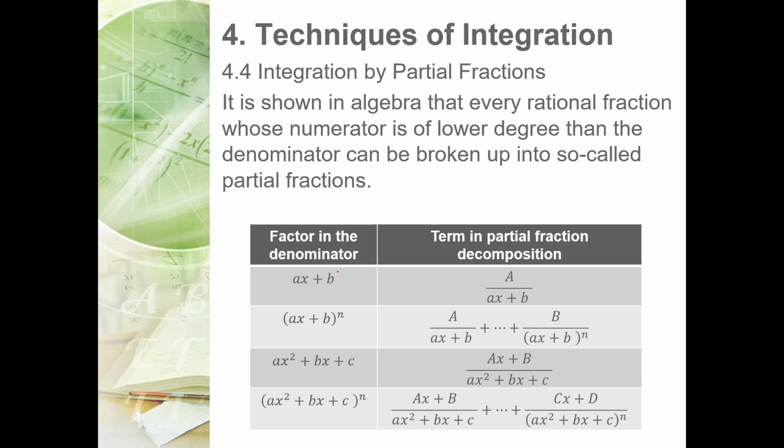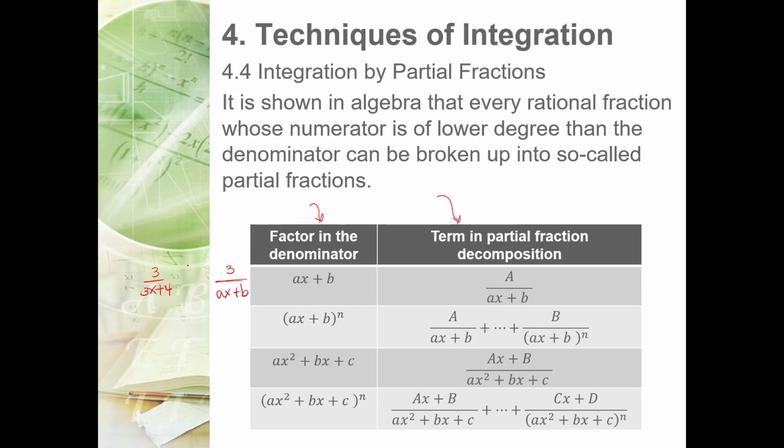Okay, so the factor in the denominator, as you can see in the left column, and the partial fraction decomposition for which is this term here, A over ax plus b. So what do you mean by the factor in the denominator? For example, the format of your equation is, let's say, x all over ax plus b, or let's say this one is just 3. Other examples for this one is, let's say, 3 all over 3x plus 4.